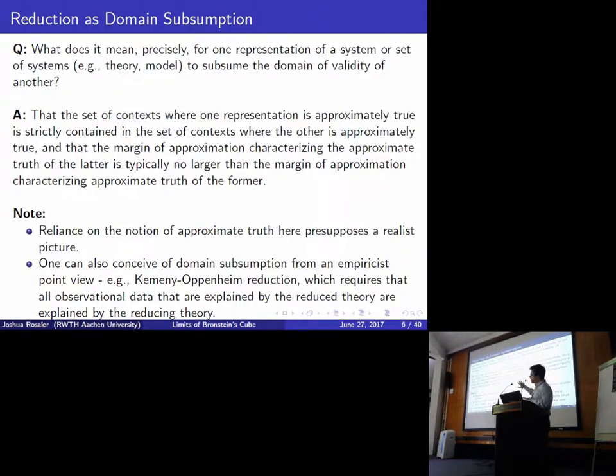This definition of domain subsumption falls back quite heavily on the realist's notion of approximate truth here, and so we'll assume a certain realism. The rest of the analysis will fall back on scientific realism or on a realist picture. And it remains to be seen to what extent it can be carried over to a more empiricist picture. Now it's worth noting here that domain subsumption can also be understood in an empiricist sense, for example, in the sense defined by Kemeny-Oppenheim reduction, which requires that all observational data that are explained by the reduced theory are also explained by the reducing theory. But we're not going to be taking this empiricist understanding of domain subsumption. We're going to be taking a more realist approach.